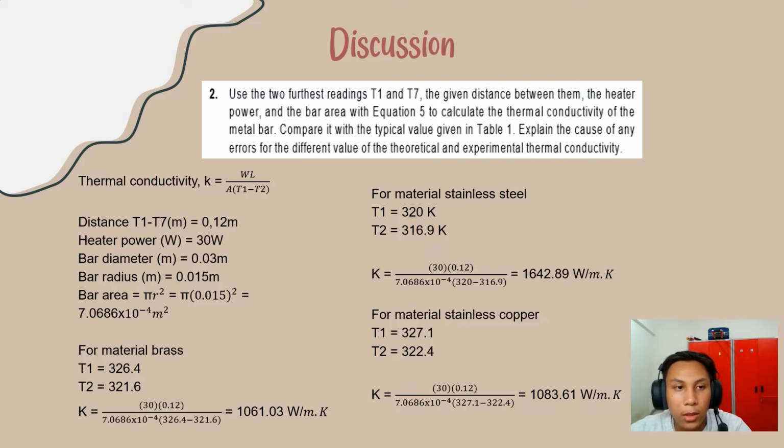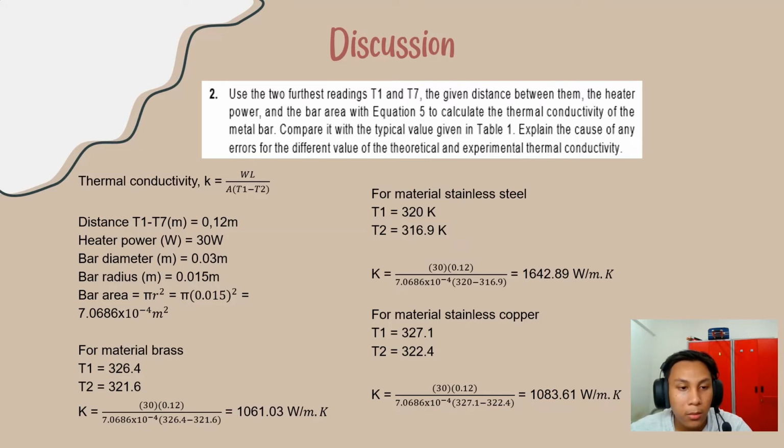Okay, the formula for thermal conductivity: K equals WL divided by A multiplied by T1 minus T2. As we know, the distance between T1 until T7 is 0.12 meter. The heating power that we take is 30 watt. Bar diameter is 0.03 meter. Bar radius is 0.015 meter. Bar area is 7.0686 times 10 to the negative 4.